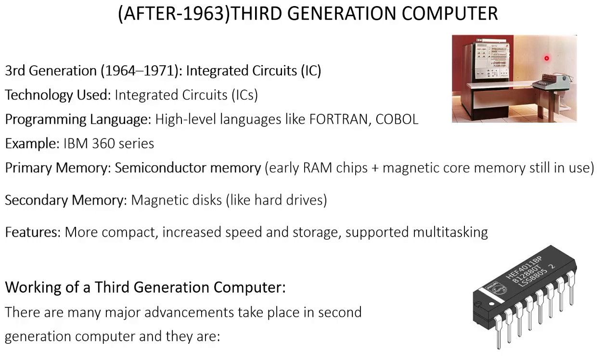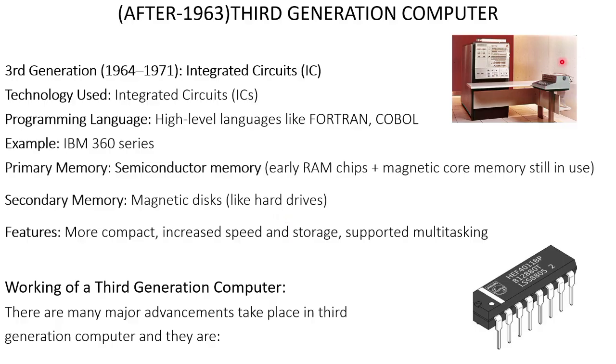The period of the third generation computer is from 1964 to 1971. We use high-level languages like Fortran and COBOL as our programming languages. In this time period, a few other languages were also developed, like BASIC and ALGOL. Examples are the IBM 360 series. We use early RAM chips plus magnetic core memory, which is still in use in third generation computers, as primary memory. And we use magnetic disks like hard drives for secondary memory. Features are that they are more compact, and they increase in speed and storage. They supported multitasking. So these are the features of the third generation computer.